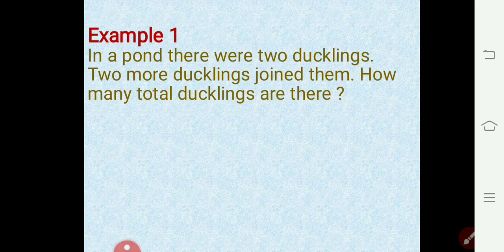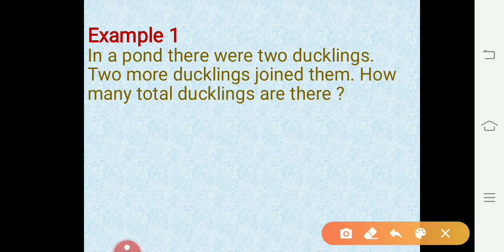My dear students, now we are going to see the same example in a word problem form. Read it carefully. In a pond there were two ducklings. Two more ducklings joined them. How many total ducklings are there? First of all, you have to pay attention to the word total. Total means to plus, to add. How are we going to do it?